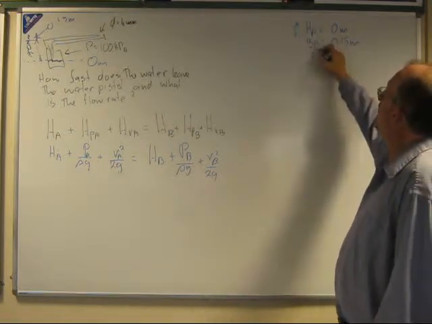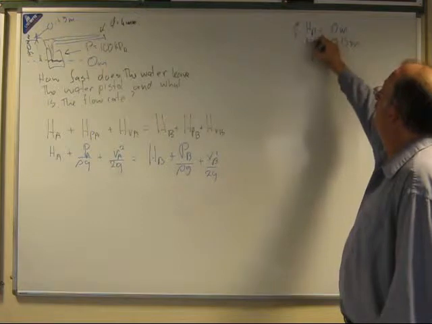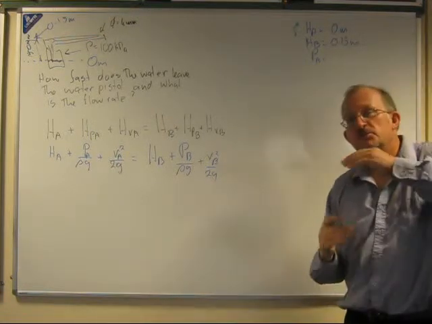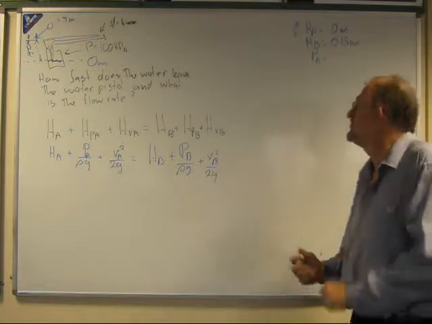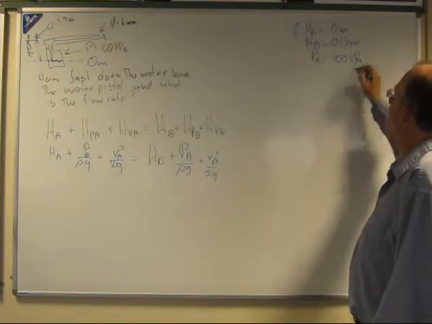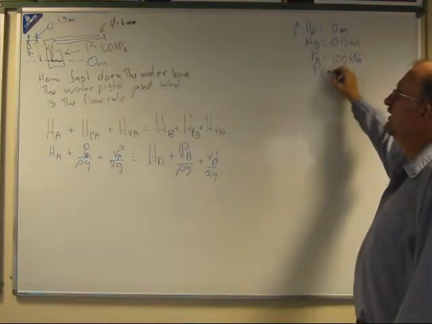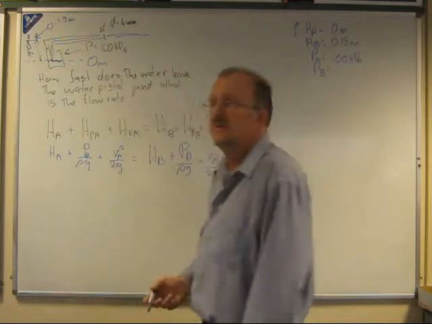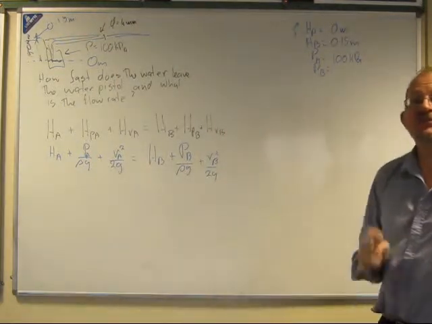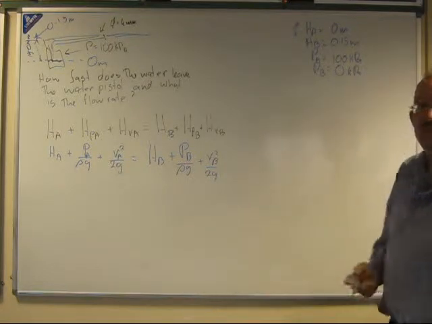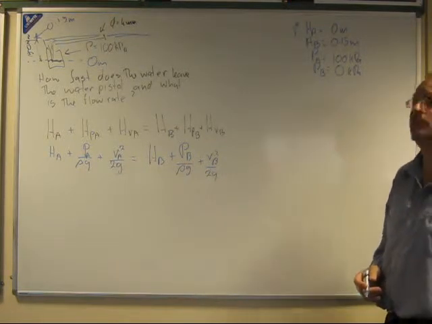The pressure at A is equal to, we're using gauge pressure, so we're measuring how much more pressure than there is in the atmosphere. It's 100 kilopascals. The pressure at B, because this squirts out into the atmosphere, the gauge pressure of the atmosphere is 0 kilopascals. So again, we're just trying to simplify it and get rid of everything we can.